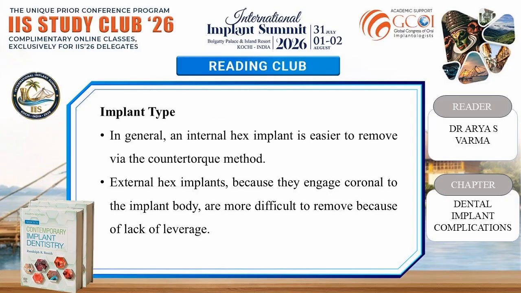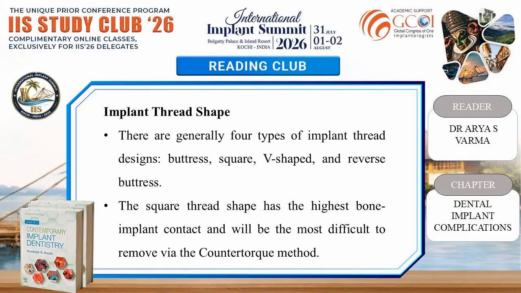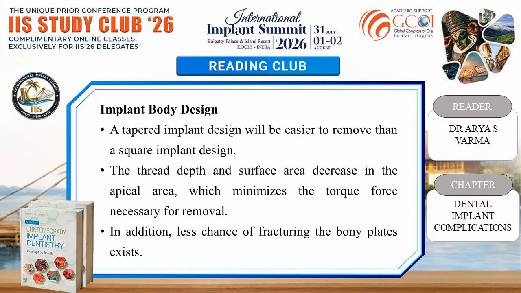Implant type. In general, an internal hex implant is easier to remove via the counter torque method. External hex implants, because they engage coronal to the implant body, are more difficult to remove because of lack of leverage. Implant thread shape. There are generally 4 types of implant thread designs: buttress, square, V-shaped and reverse buttress. The square thread shape has the highest bone implant contact and will be the most difficult to remove via the counter torque method.